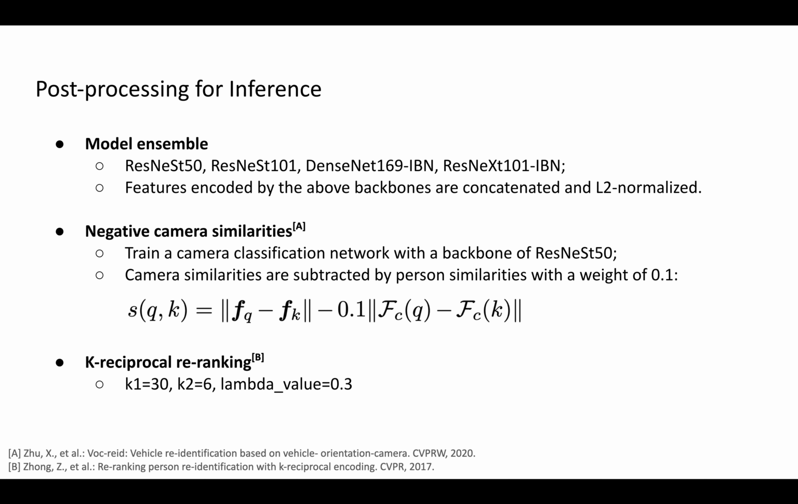Before, we have introduced our training pipeline, and for the inference, we adopt three post-processing techniques. First, we ensemble features encoded by different backbones. Then, we try to eliminate the background interference by subtracting the camera similarities from the person similarities. Last, K-reciprocal re-ranking is adopted on the final similarity matrix.